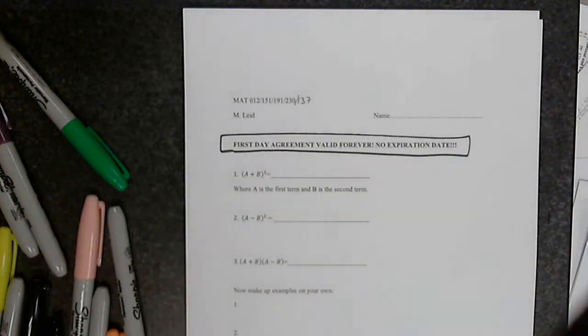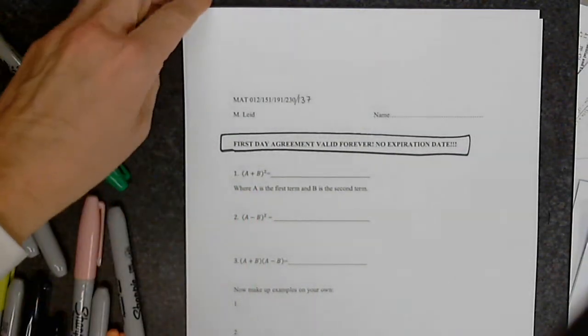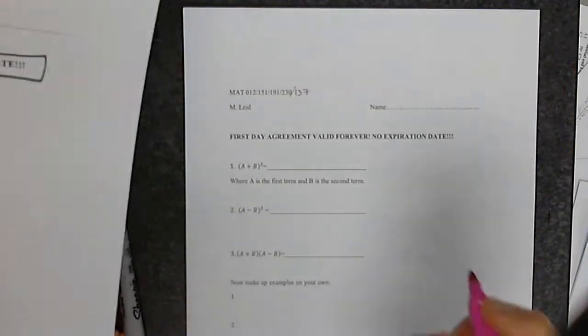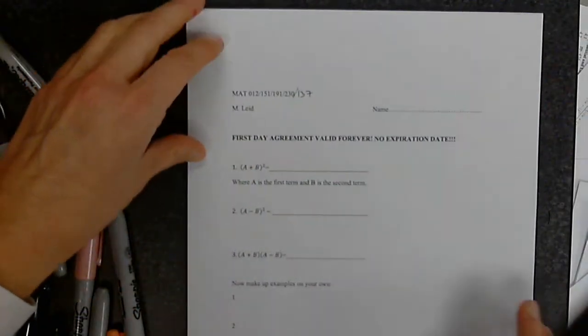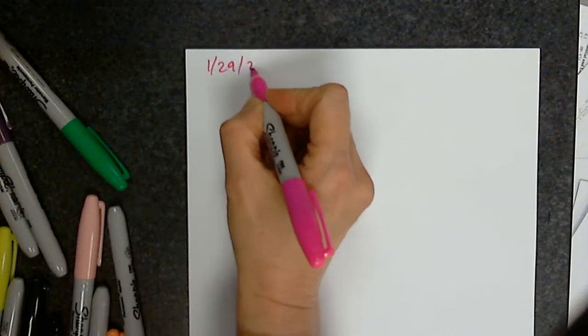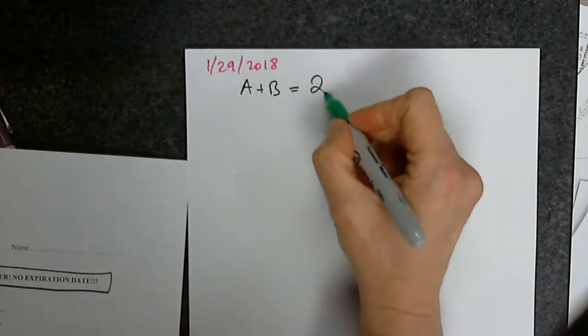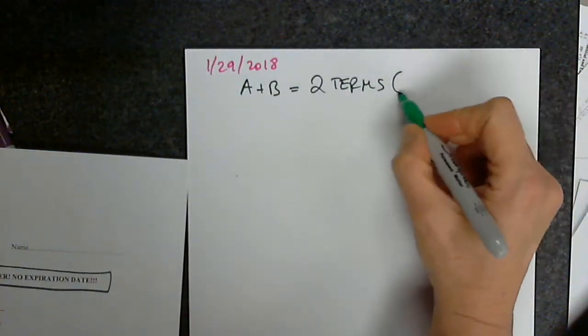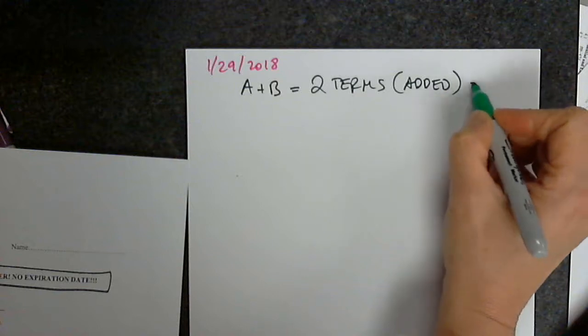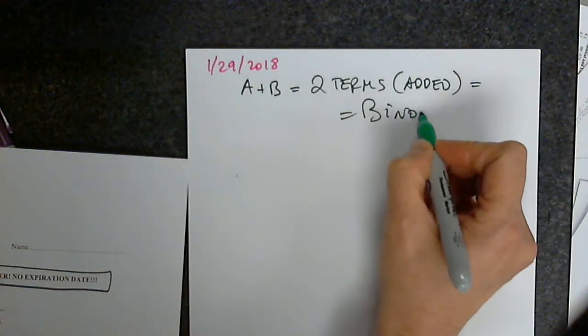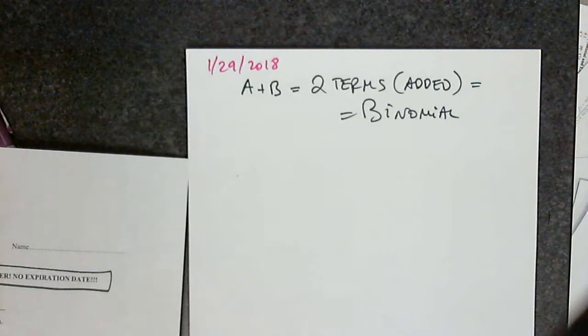What am I squaring here? How do we call this, a plus b? What is the name of a plus b? As I said, terminology is very important. I'm ready. So what is a plus b? What is the name of a plus b? Awesome. Two terms added. Yes, a binomial. Awesome. Thank you.